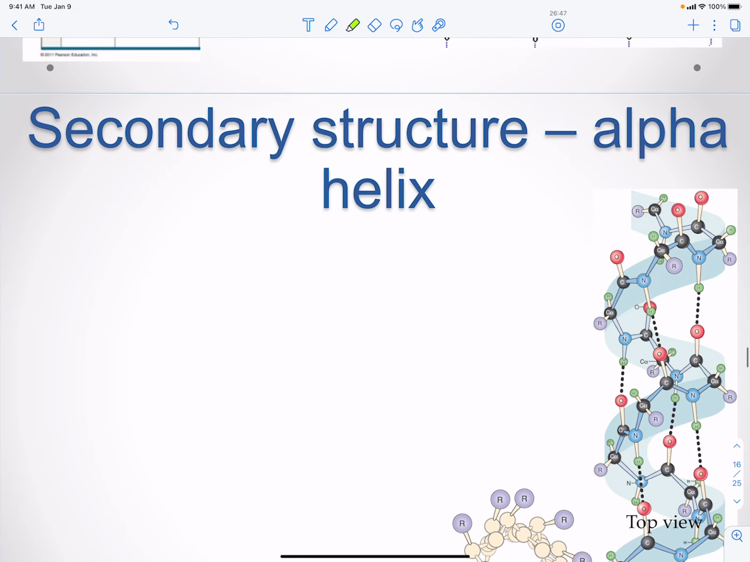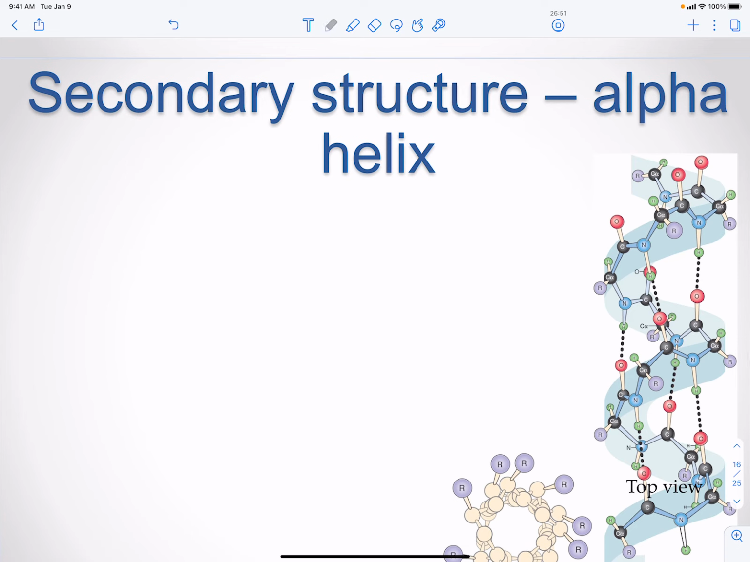So our alpha helix is a secondary structure, and these are going to have localized interactions that have a repeating element. They're usually very uniform. They usually are spaced apart equally. These are going to be rigid, stable, and compact.